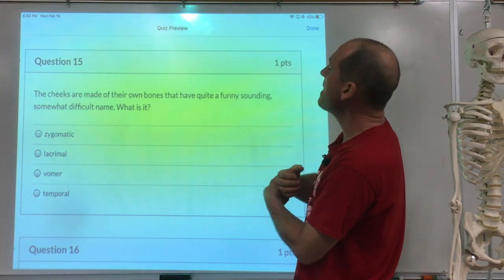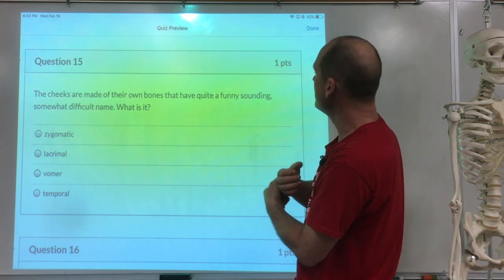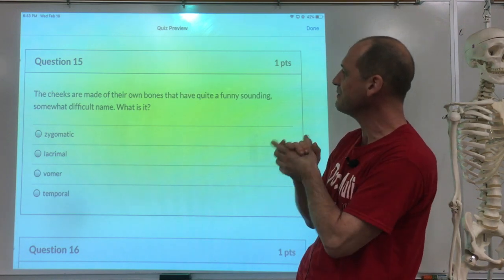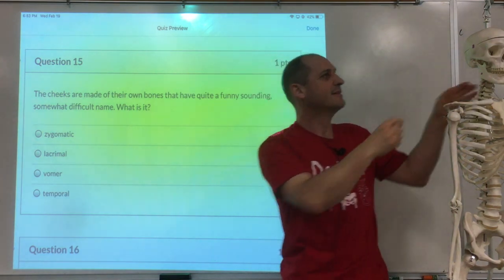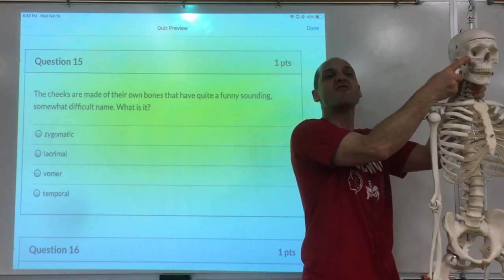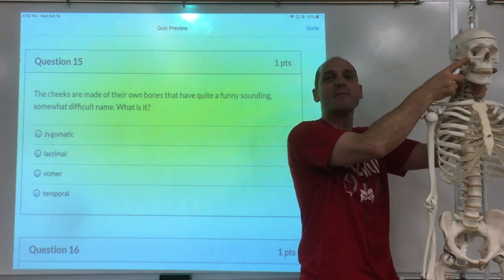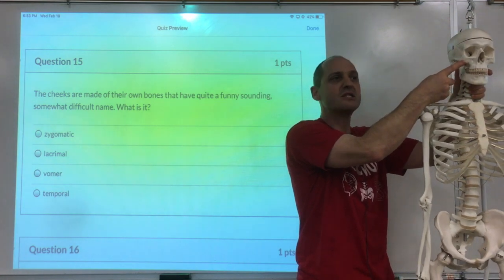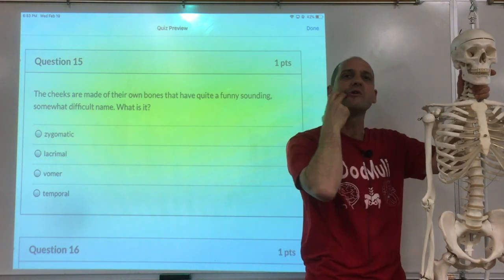The cheeks are made of their own bone. It's quite unique, funny sounding, somewhat difficult to name. What is it? It's the zygomatic bone, the cheekbone. And we're going to have a muscle that's also called the zygomaticus muscle. It's the smiling muscle. It pulls the corner of the mouth up.